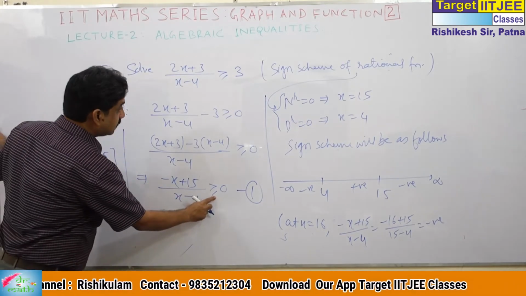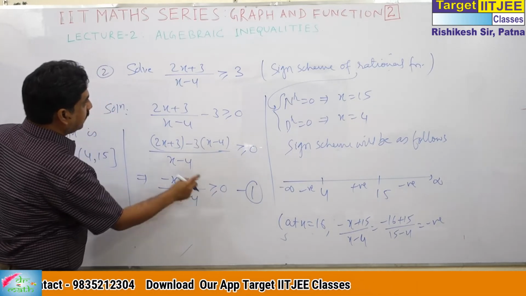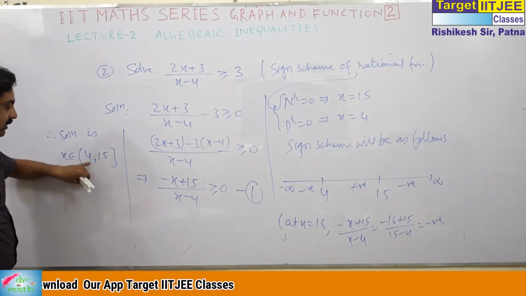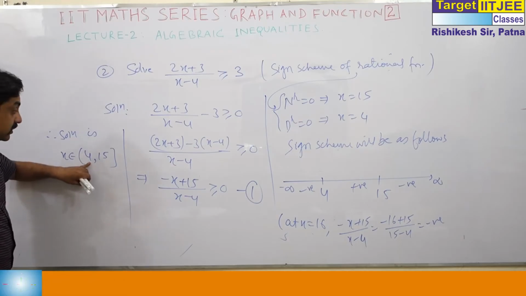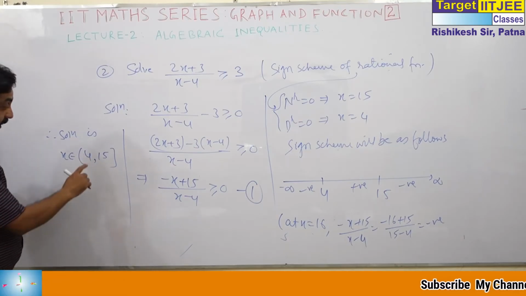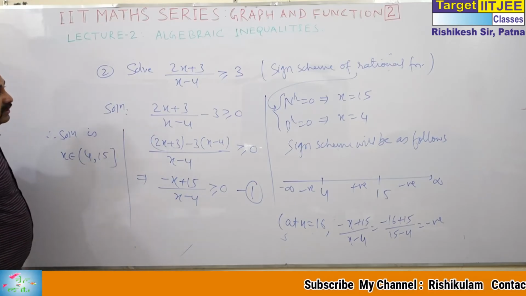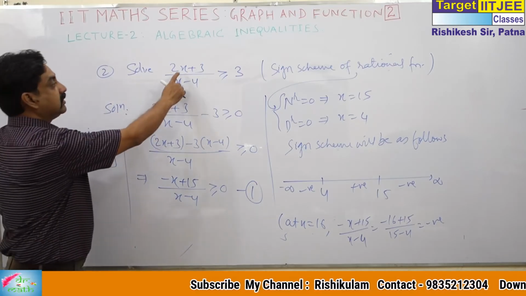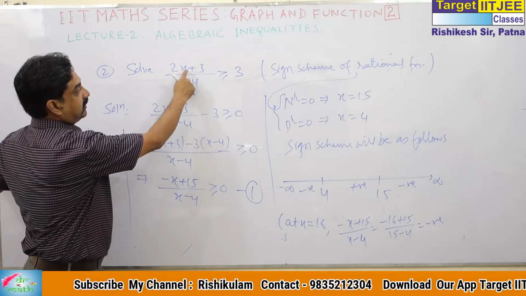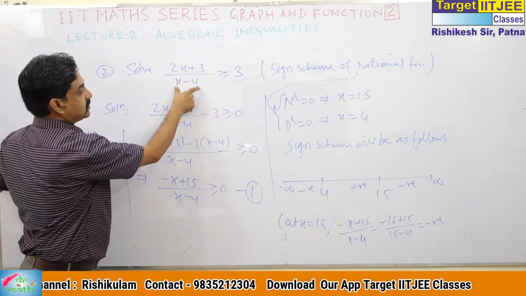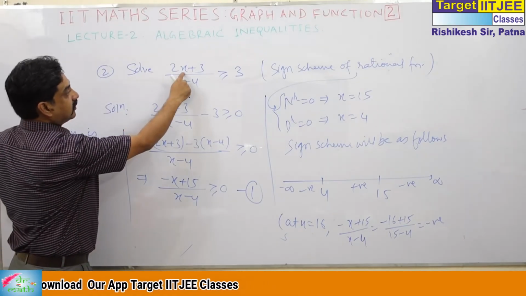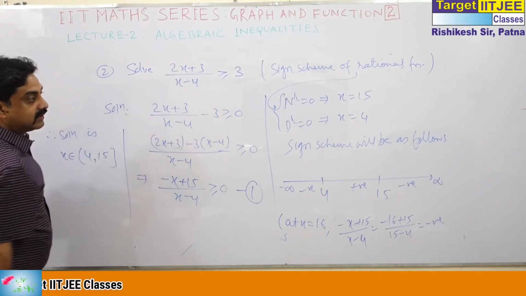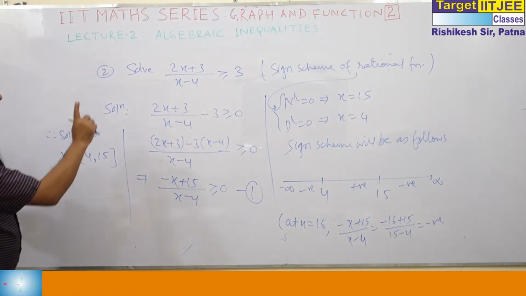The sign of equality is mentioned here, but we will not take the sign of equality here. Why? Because this is not defined at x is equal to 4. You can check x is equal to 16. Take x is equal to 3; this is negative. Doesn't matter. This is the way to do this.